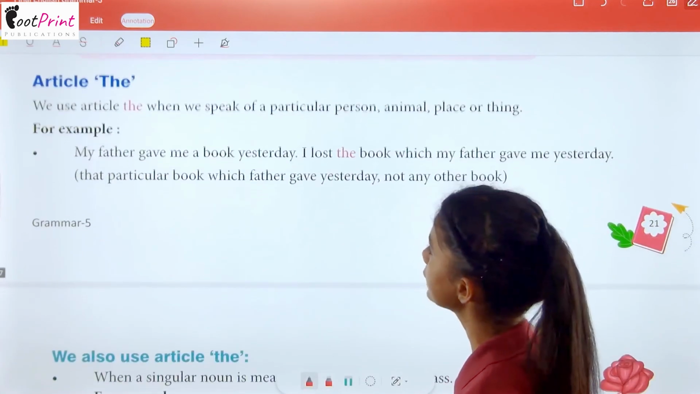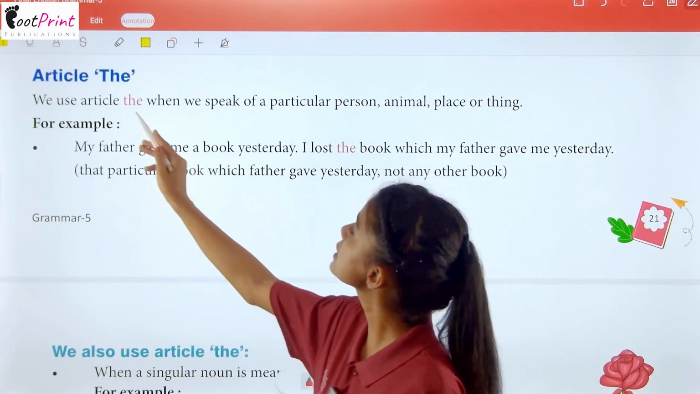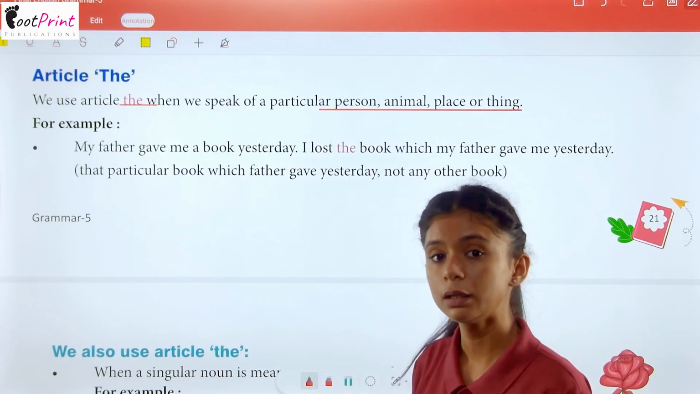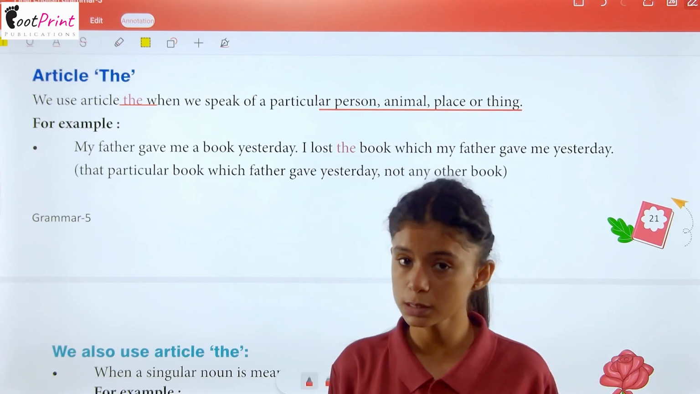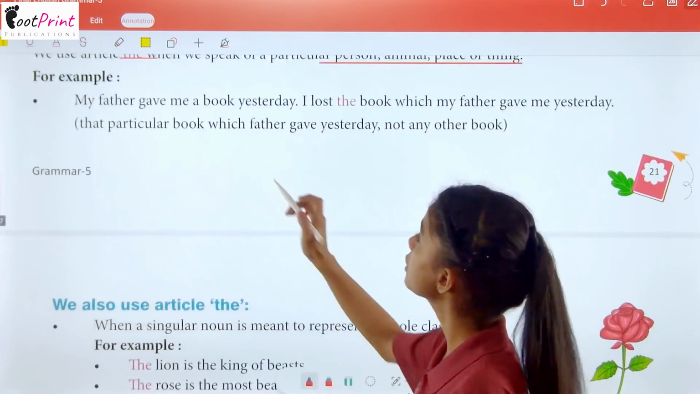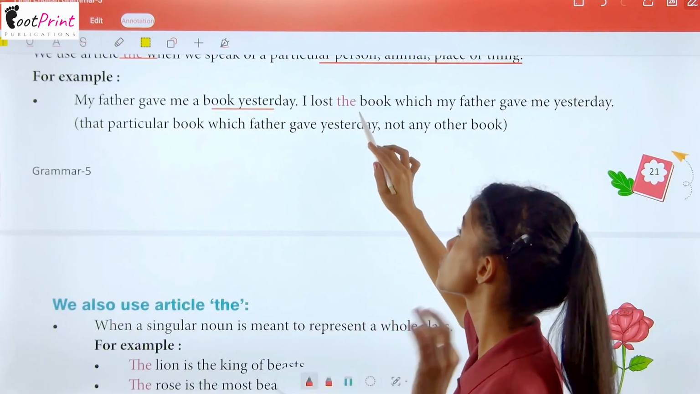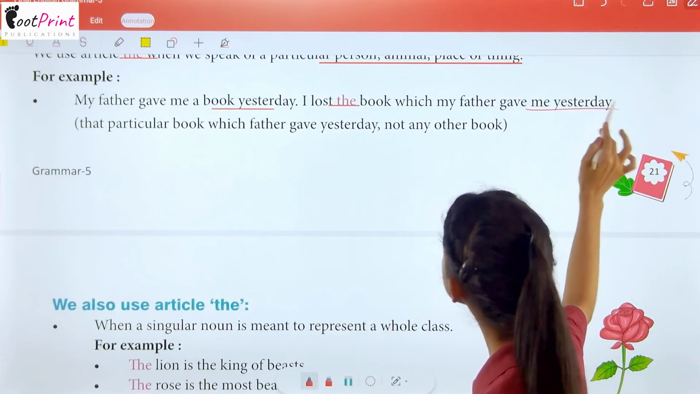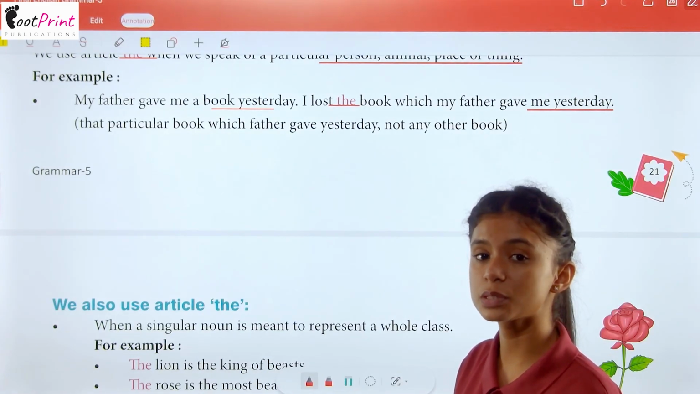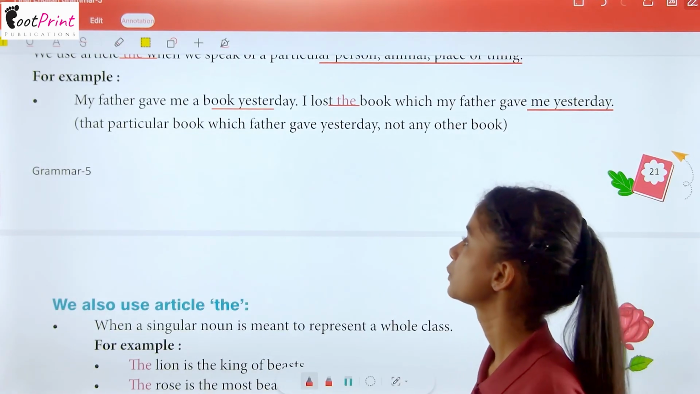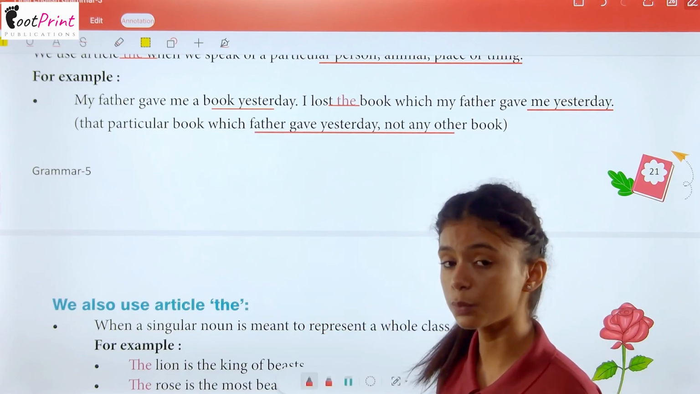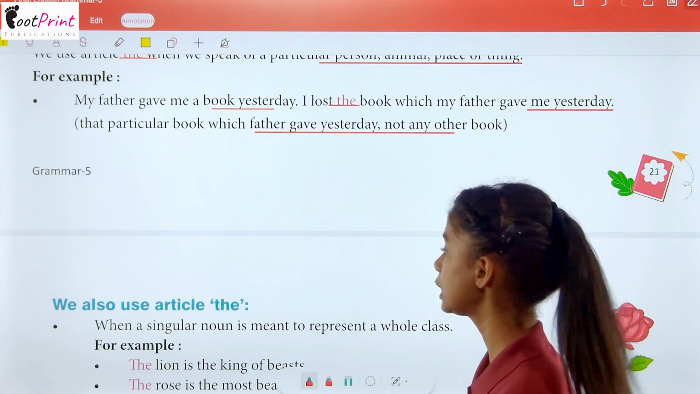Now let's see the next article, that is "the". We use article "the" when we speak of a particular person, animal, place or thing. When we are talking about something or someone particular, we use "the" with it. For example, my father gave me a book yesterday. I lost the book which my father gave me yesterday. So we are talking about a specific book that was given to me by my father, that particular book which father gave yesterday, not any other book. So which is why we are using "the" here.